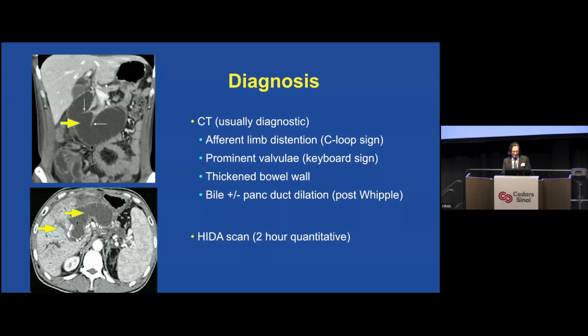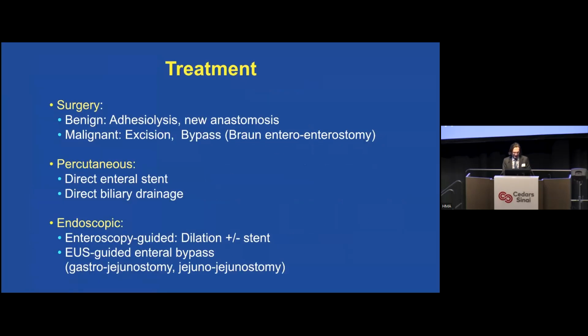We may see a thickened bowel wall, and we may also see bile or pancreatic duct dilatation in patients who are post-Whipple. So when we see that dilatation, that's when we really should have the alarm sign going off that this requires more urgent treatment. And then you can get a HIDA scan for diagnosis.